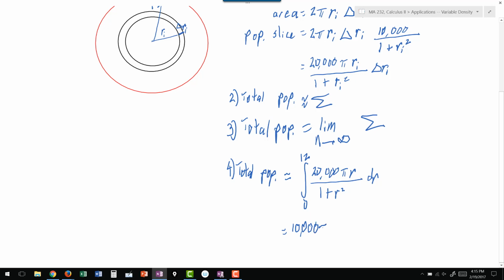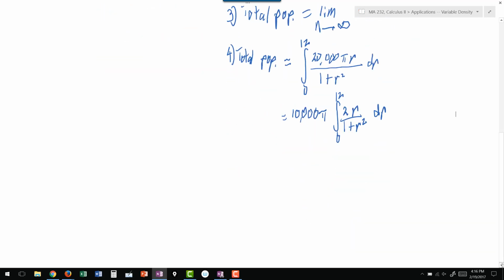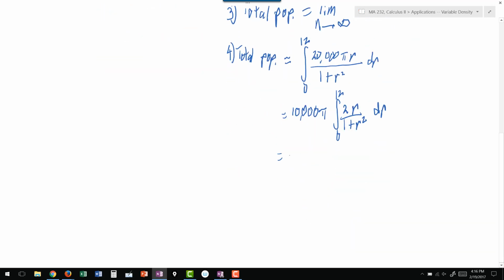This will be a little bit easier to integrate if I pull 10,000 pi out in front, kind of looking ahead to using substitution. It's going to leave me with a 2r, which, note, is the derivative of 1 plus r squared, dr. And we could use a w substitution where w is 1 plus r squared. And if we do, we'll end up with an antiderivative of natural log of 1 plus r squared evaluated between 0 and 12.